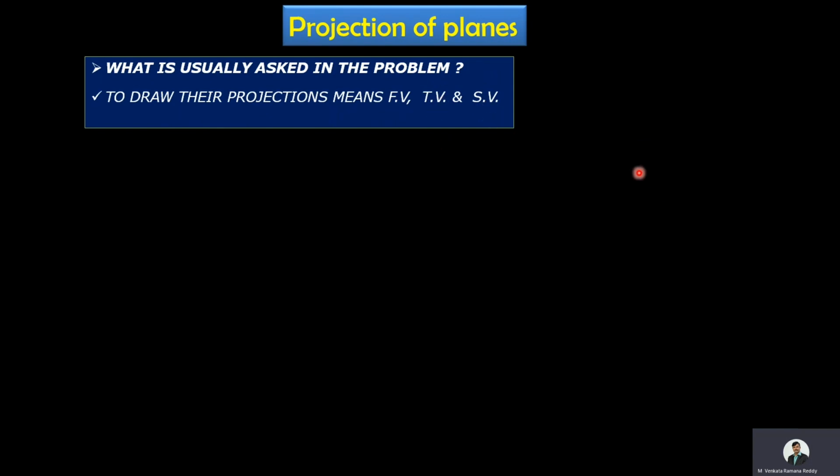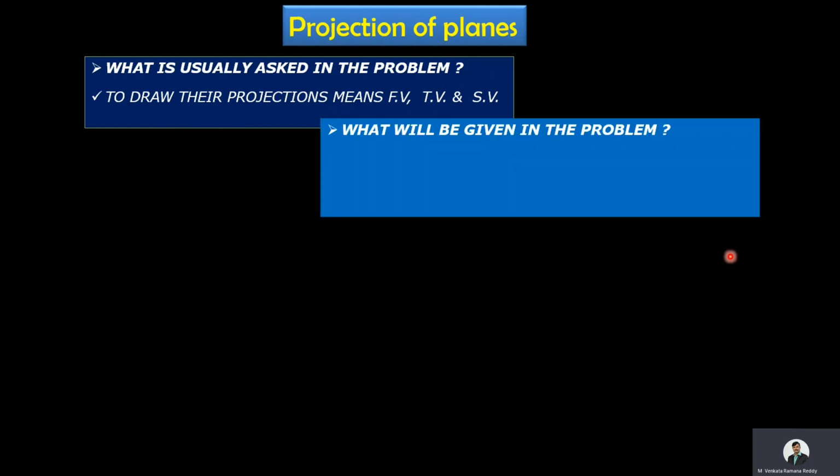In addition to that, they'll give the description of the plane object, that is its position with reference to HP as well as VP. That is, it is parallel to HP, perpendicular to VP, or it is parallel to VP, perpendicular to HP, like that. That means its position related to the horizontal plane as well as vertical plane will be given in the problem.